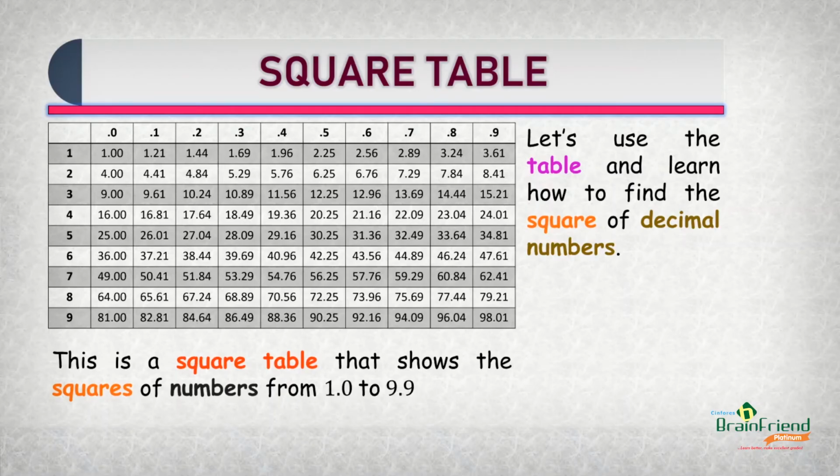Now, a four-figure table is very useful when we are finding the square or square root of a decimal number. Let's look at the table given to us. We will use this table to learn how to find the square of decimal numbers. This table is a square table that shows the squares of numbers from 1.0 to 9.9.